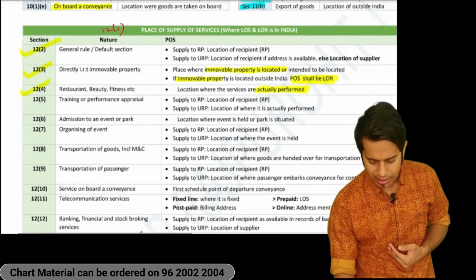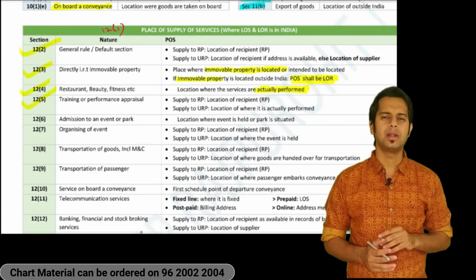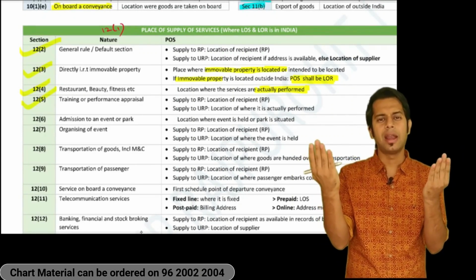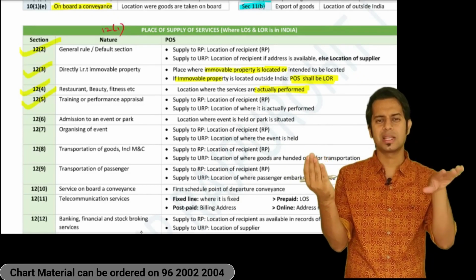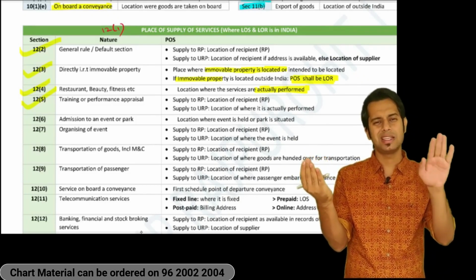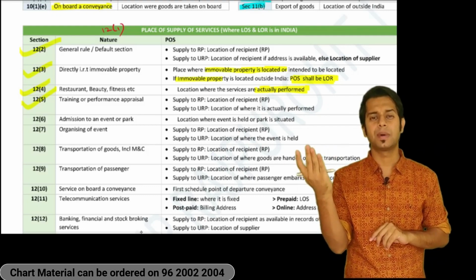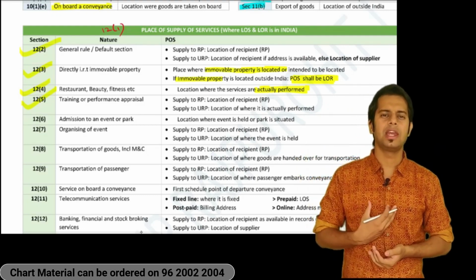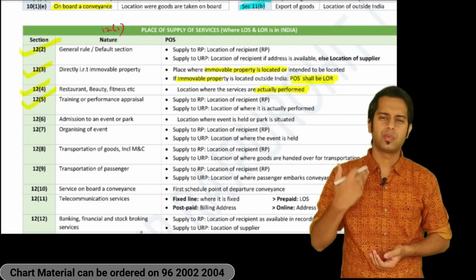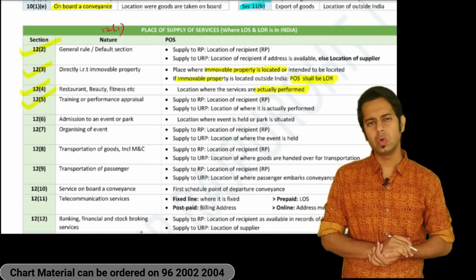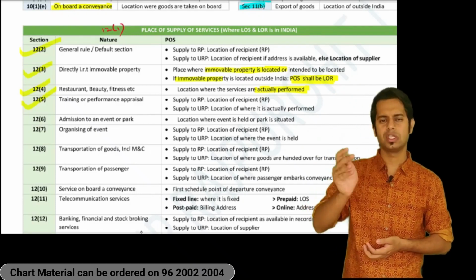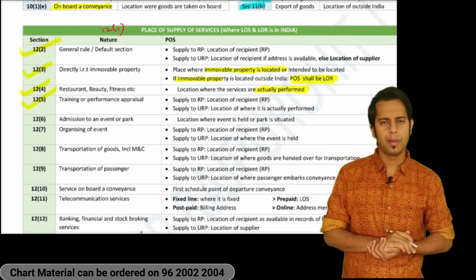Then sir, in case of training and performance appraisal services, it can be provided to a registered person or an unregistered person. If it is provided to a registered person, then the place of supply is the location of the recipient, that is the registered person. If it is provided to an unregistered person, the place where it is performed. Say for example, if CA Dilip is giving services to Infosys, Dilip is also registered and Infosys is also registered. Infosys is registered in Bangalore, so the place of supply will be Bangalore.